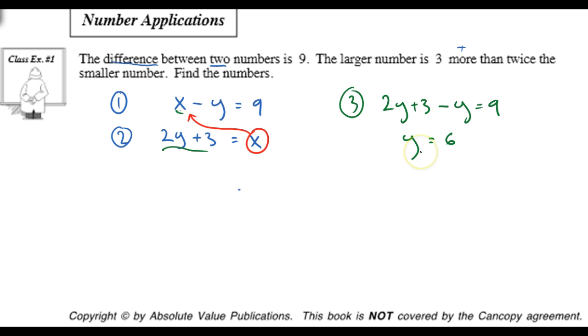Well, if y is 6, you can kind of guess what x is. x is going to be 15. Not guess, but you can just do it in your head here. So 15 minus 6 equals 9. And let's check that for the second equation. 2 times y, 2 times 6 is 12, plus 3 is 15, and that is true for both equations.